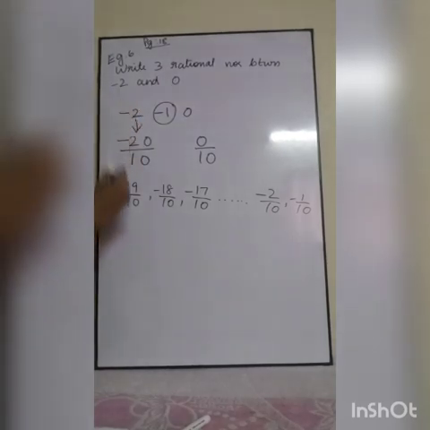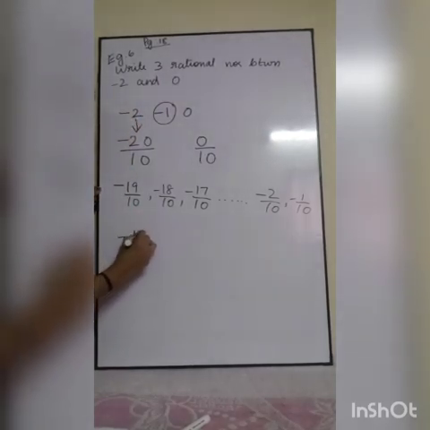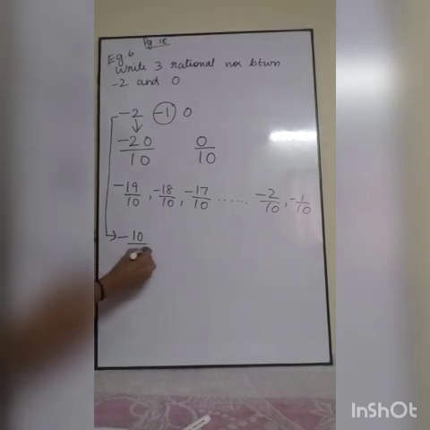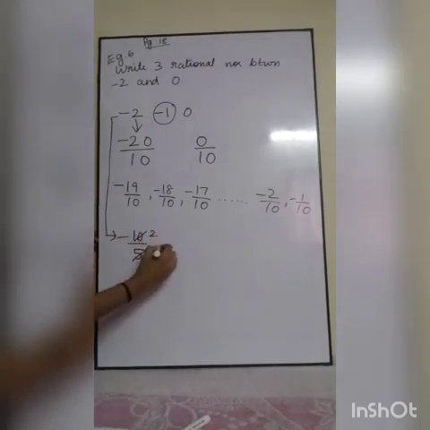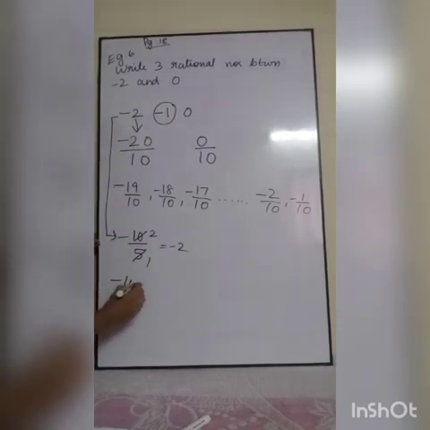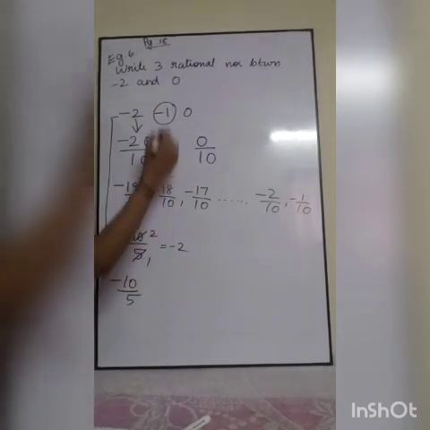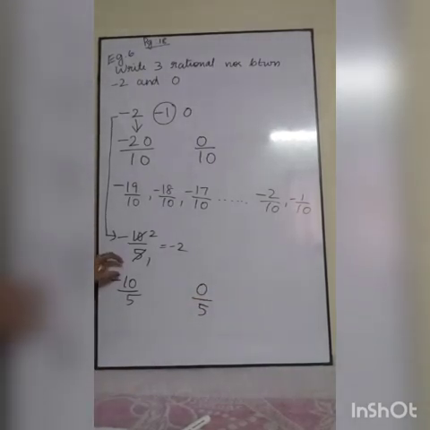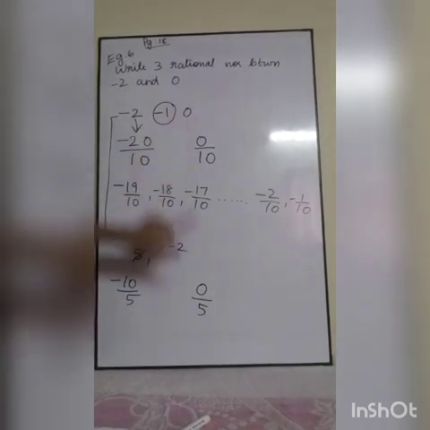Listen. See, minus 2, you can write as minus 10 by 5, right? Can we write this minus 2 as minus 10 by 5? Because if you cancel, five twos are ten, what is the answer? Minus 2 you are getting. So you can write minus 2 as minus 10 by 5, and 0 as 0 by 5. Can we write like this? Because minus 2 is minus 10 by 5, then 0 will be written as 0 by 5.